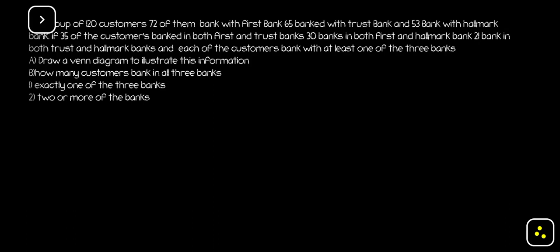This is a three subset question. It says in a group of 120 customers, 72 of them bank with First Bank, 65 bank with Trust Bank, and 53 bank with Hallmark Bank. If 35 of the customers bank in both First and Trust banks, 30 bank in both First and Hallmark Bank, 21 bank in both Trust and Hallmark banks, and each of the customers bank with at least one of the three banks, draw a Venn diagram to illustrate this information.